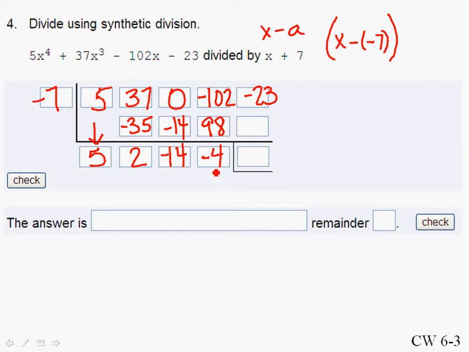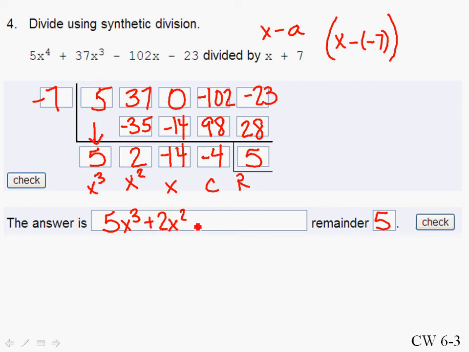Negative 7 times negative 4 gives me 28. Add down the last column, leaves me with 5. My remainder is 5. So this is my remainder, my constant, my linear term, my quadratic term, and my cubic term. So my answer is 5x cubed plus 2x squared minus 14x minus 4 with a remainder of 5.